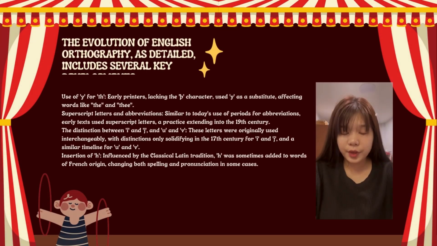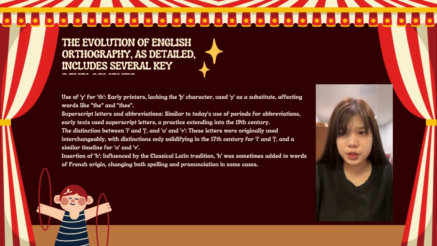The evolution of English orthography includes several key developments: use of Y for TH. Early printers, lacking the thorn character, used Y as a substitute, affecting words like "the" and "that." Superscript letters were used in abbreviation, similar to today's use of periods for abbreviation. Early texts used superscript letters as a practice, extending into the 19th century.